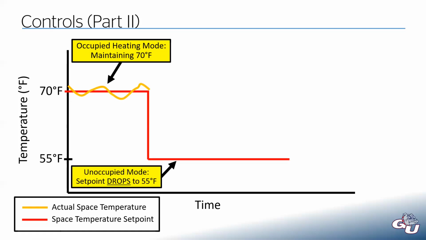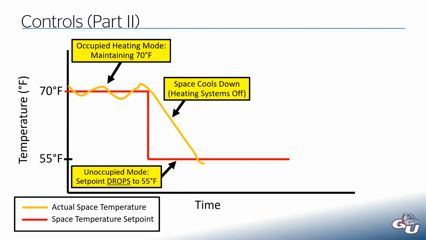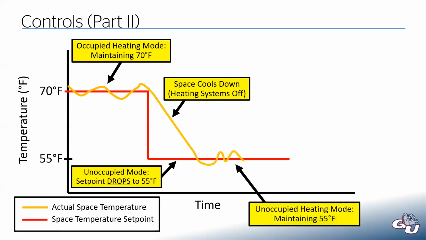And then our building goes into unoccupied mode, and that's effectively an instantaneous change. So that part is like a switch. We go straight from a 70-degree set point down to 55 degrees. But that doesn't mean our building instantaneously drops down to 55. You're going to have this gradual decrease in our actual space temperature as the building cools down, and then it's going to hit that 55-degree set point. And now we're in that unoccupied heating mode where the system is cycling on and off to maintain just 55 degrees.